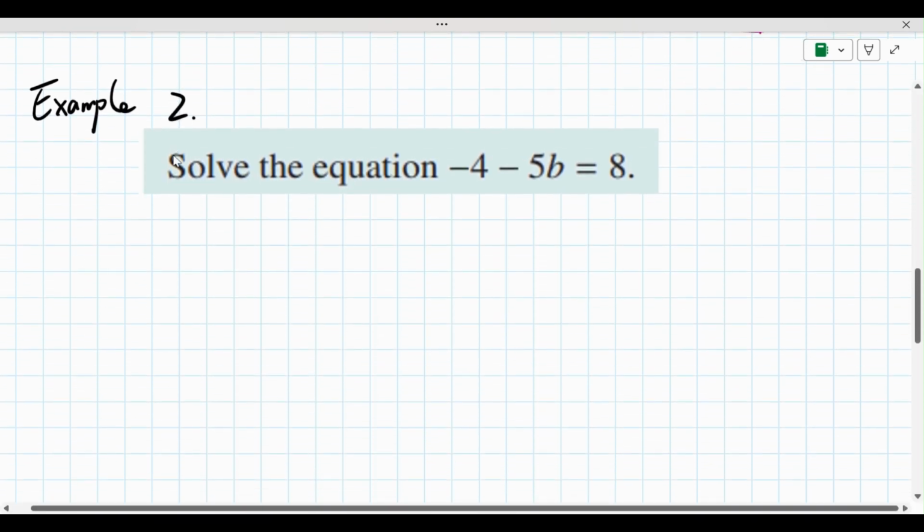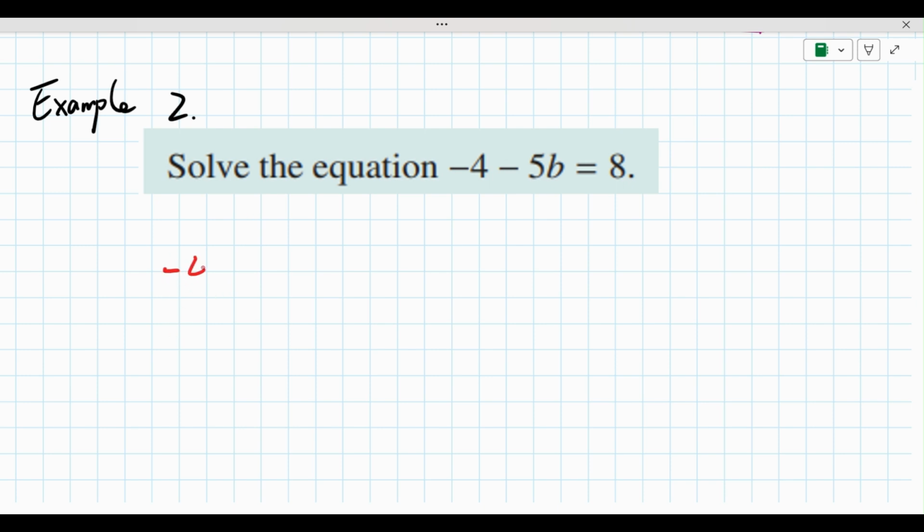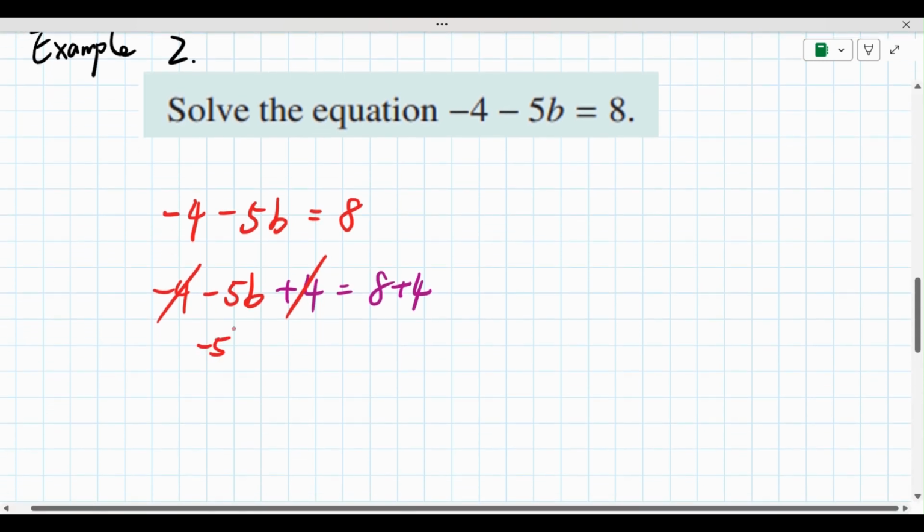Another example, where we have a minus number. We could solve this with the solve function. So minus 4 minus 5b equals 8. We add 4 to both sides, right? So minus 4 minus 5b plus 4 equals 8 plus 4. We cancel out the 4, so that becomes minus 5b equals 12.